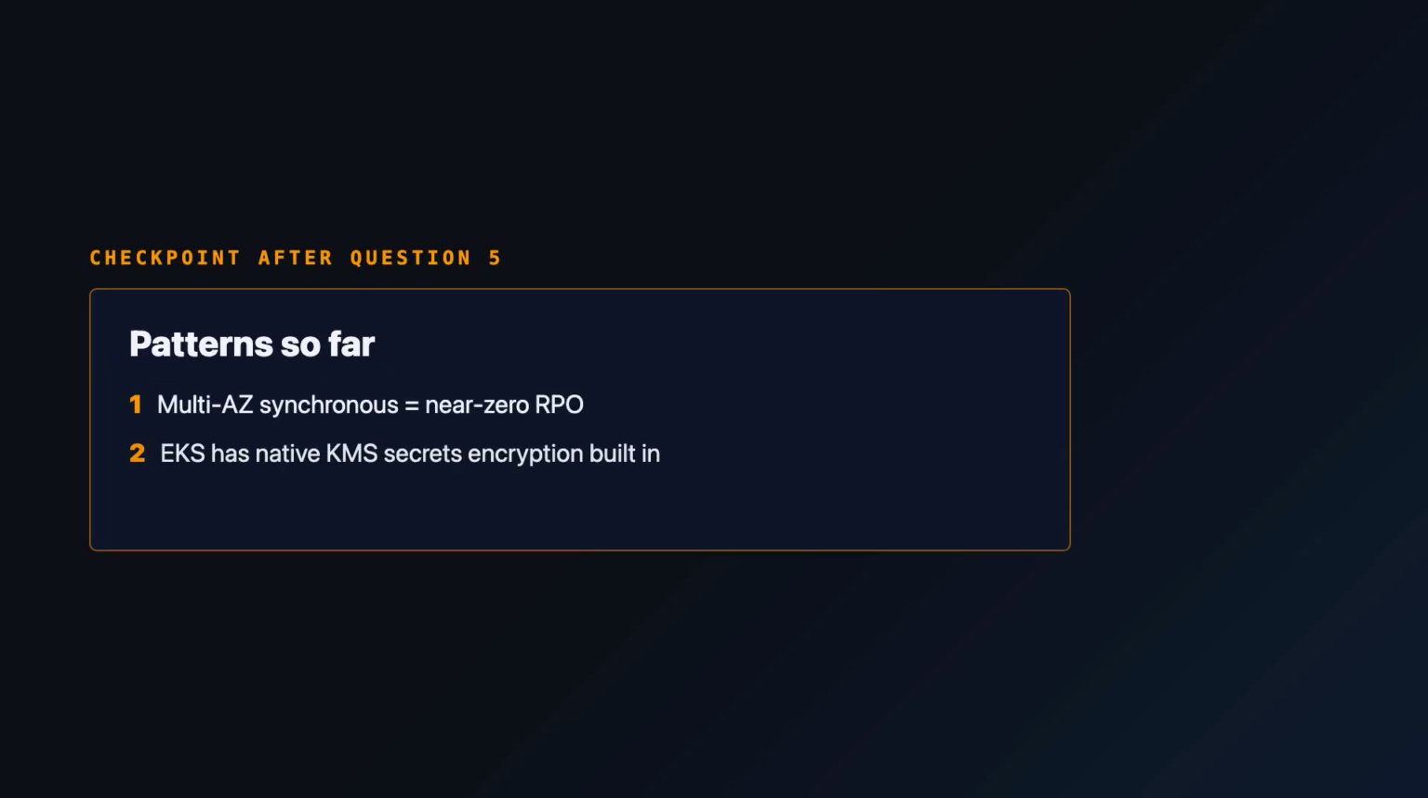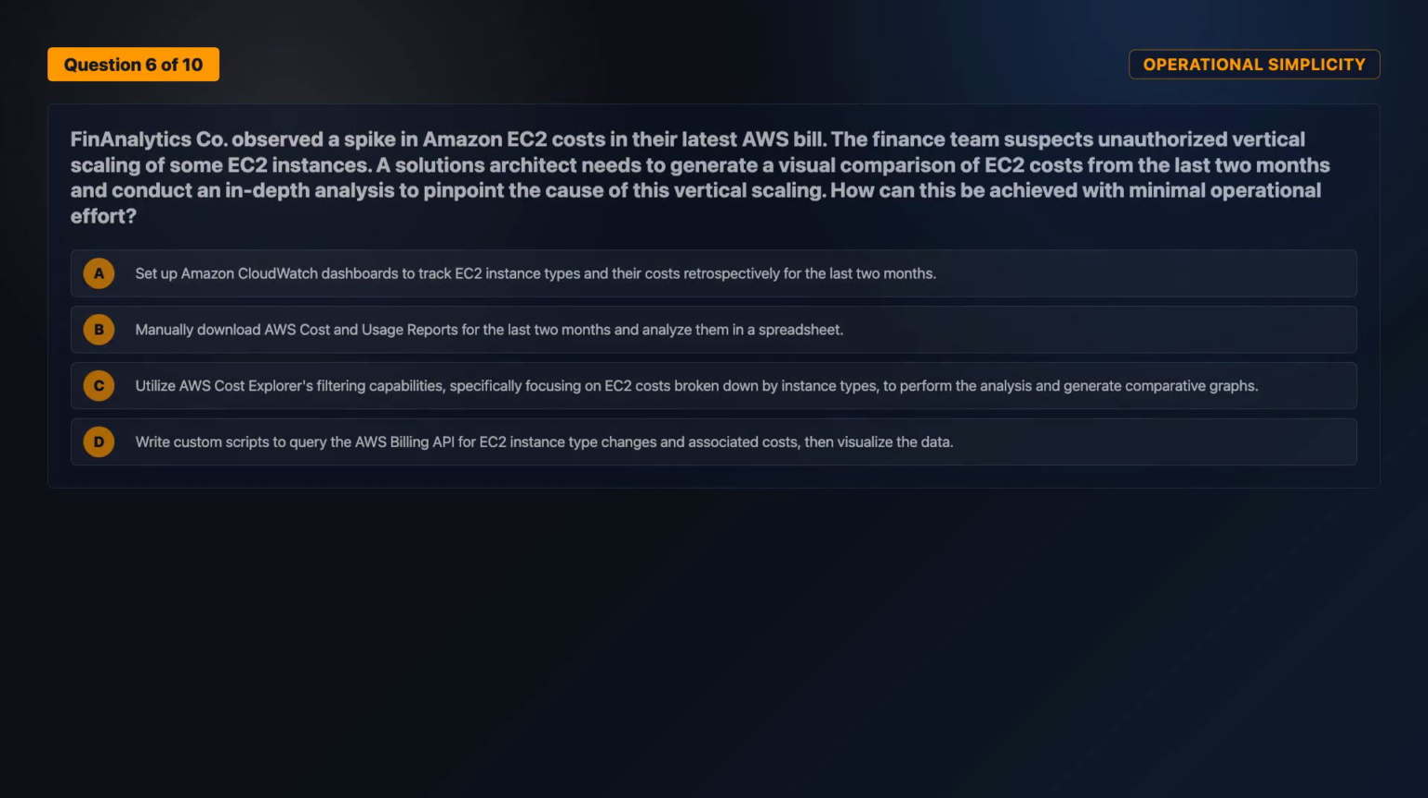FSx for native SMB, one instance dev ASG, multi-AZ for sub-second RPO, native EKS KMS encryption, and S3 non-current version lifecycle rules. Okay, let's read question 6.